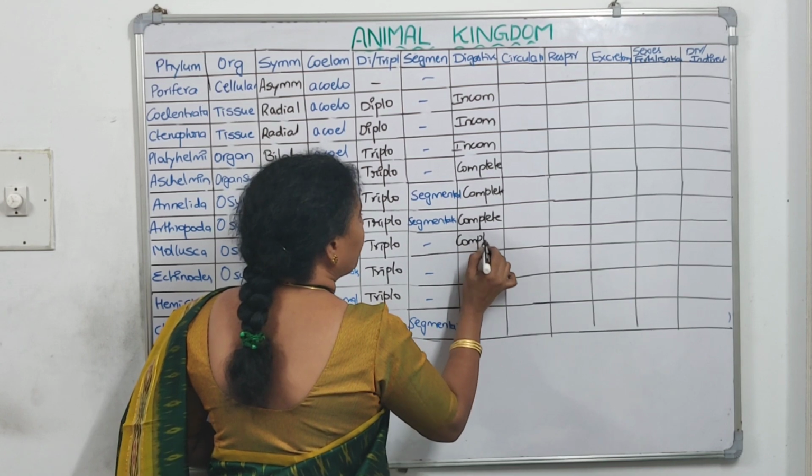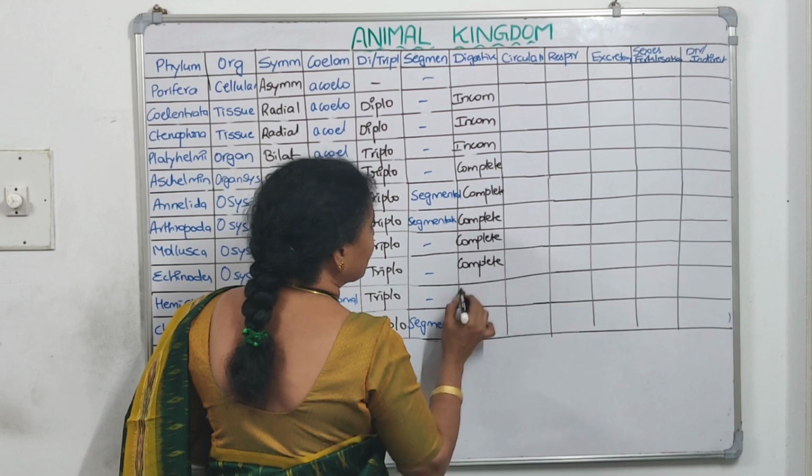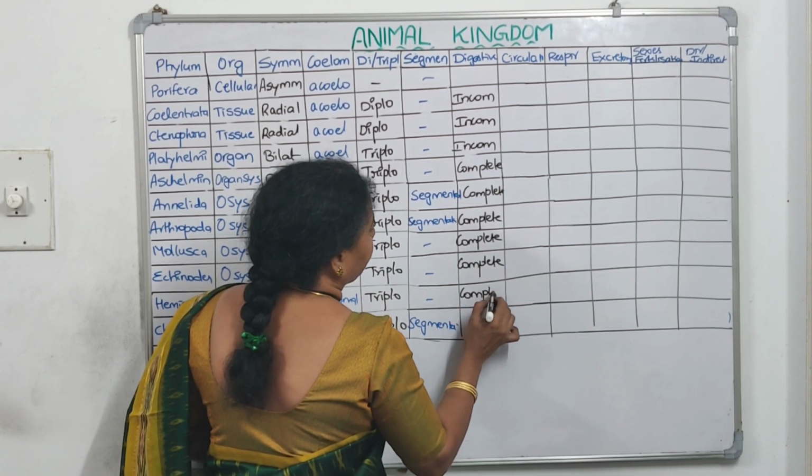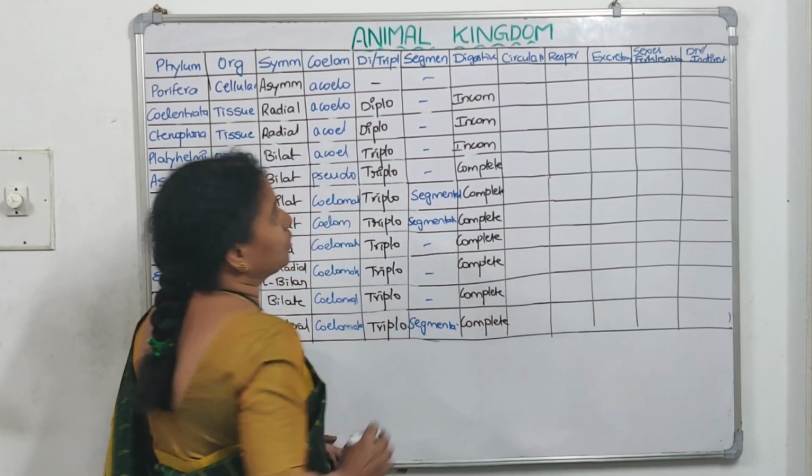In NCERT they told present or absent, we are writing the specification also. Complete or incomplete, that also we are specifying. So from Aschelminthes onwards we are writing complete digestive system.